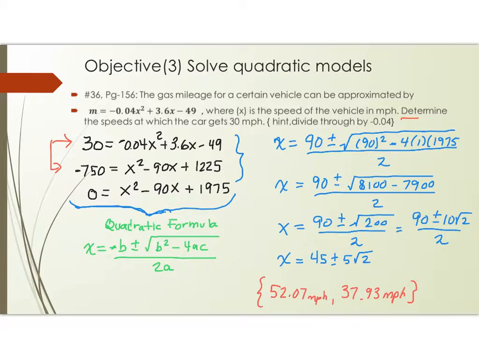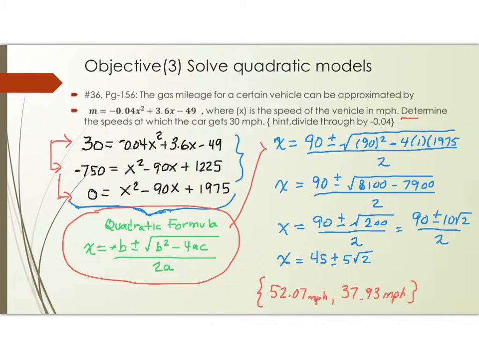1,225. And now I'm going to use the zero principle, because the zero principle means that I can solve a quadratic equation for the variable. And so I set up the zero principle. So 0 is equal to x squared minus 90x plus 1,975. Well, how did I get that? I added both sides of the equation by 750. Now, I'm going to use the quadratic formula. I'm not going to factor this thing because it's not really factorable.